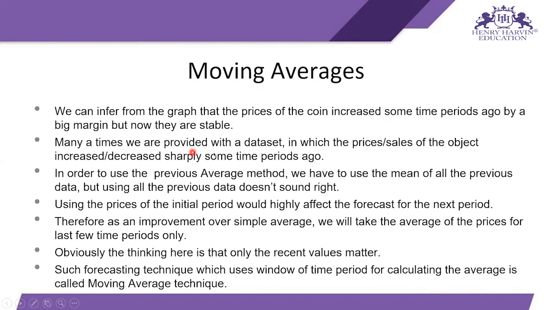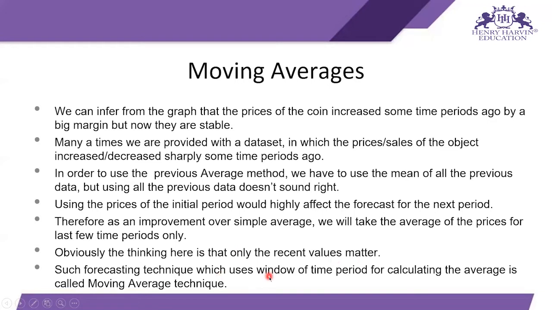Many times we are provided with a data set in which the prices or sales of the object decreased sharply some time periods ago. In order to use the previous average method, we have to use the mean of all the previous data, but using all the previous data doesn't sound right. Using the prices of the initial period would highly affect the forecast of the next period. Therefore, as an improvement over simple average, we will take the average of the prices for the last few time periods only. Obviously, the thinking here is that the recent value matters.